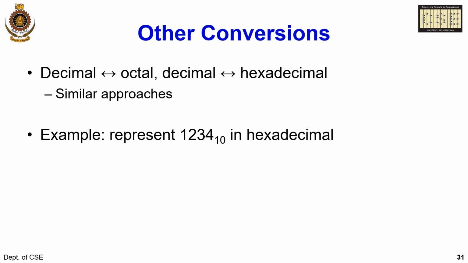So irrespective of what base you start with and into what base you convert, the principles are exactly the same. Same as what we have covered for binary and decimal, the conversions between them. So decimal to octal, decimal to hexadecimal, and the reverse operations, these are exactly the same approach. Similar approach, you just have to adjust it for the base. Otherwise the principle is exactly the same.